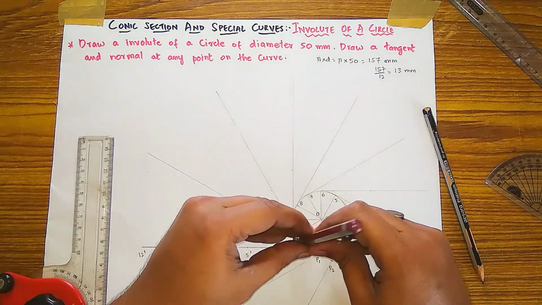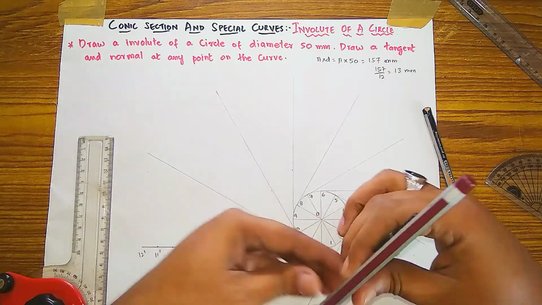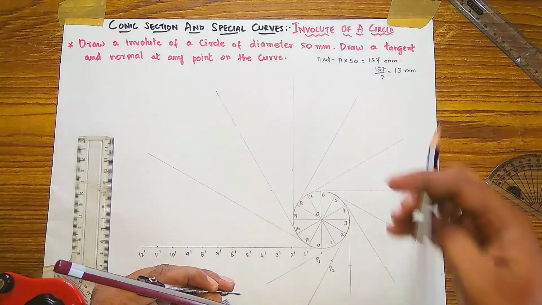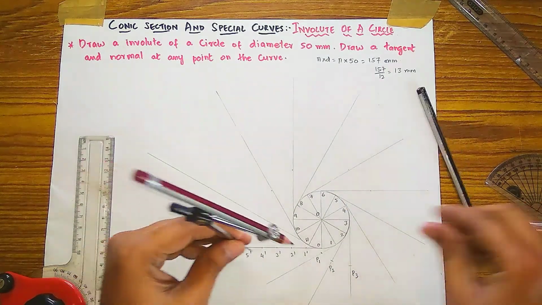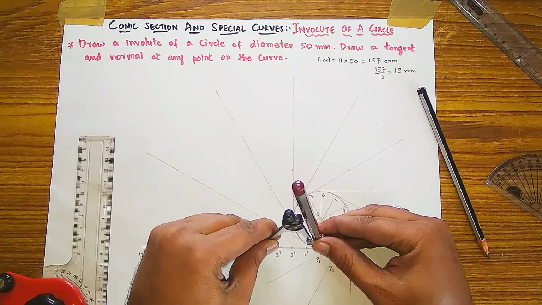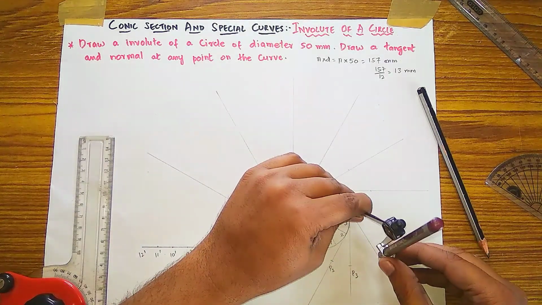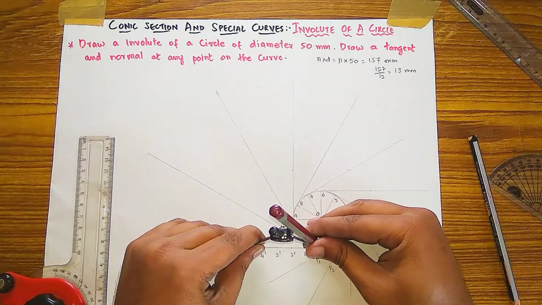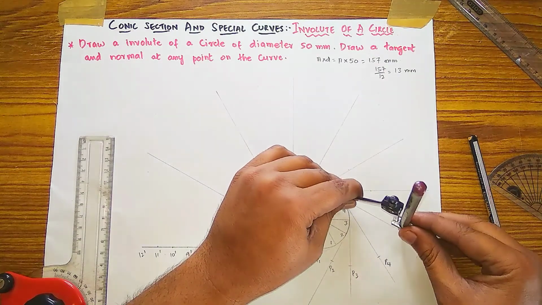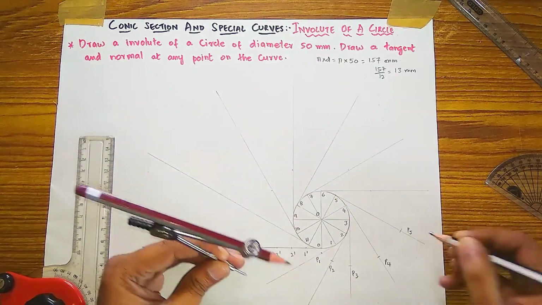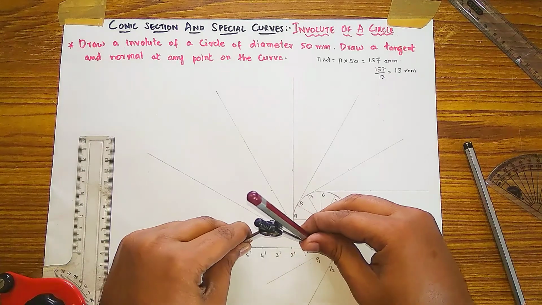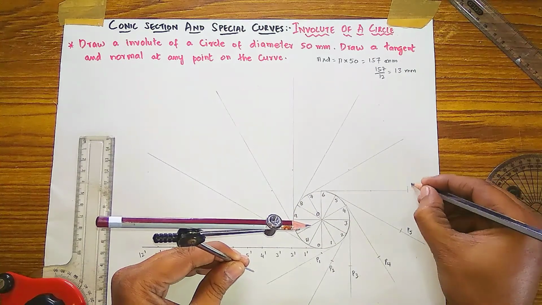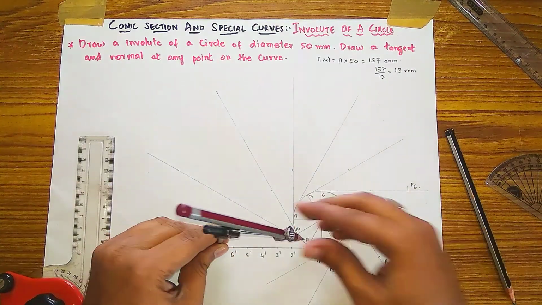Then same as 3, you have to measure from 0 to 3 dash and keeping on 3, an arc, this will be P3. Then 4, you have to measure, keeping on 4 put an arc, this will be P4. Then 5, keeping on 5, this will be P5. Then 6, this will be P6.